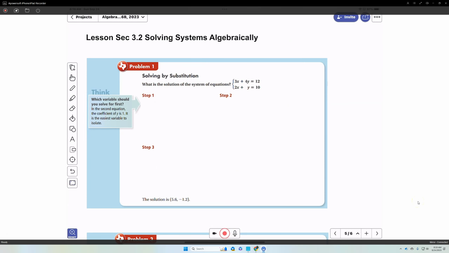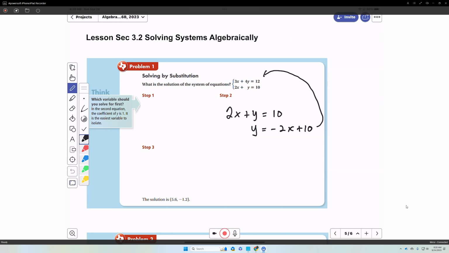As you're watching this video, whatever I do in this video is what you're going to be held responsible for turning in. So the next lesson is called Solving Systems Algebraically, and the first method I'm going to use is solving by substitution. So we have 2 equations, and you notice that in this equation we have 2x plus y equals 10. We can solve for y easily by subtracting 2x from both sides. Now that we have that y is equal to negative 2x plus 10, we're going to go back and substitute into the other equation.